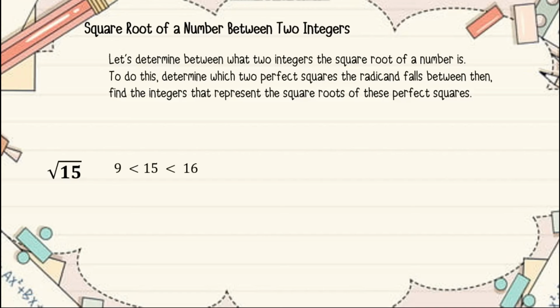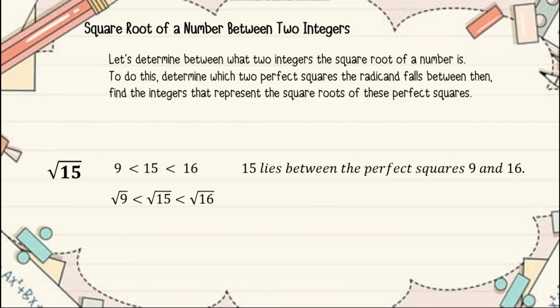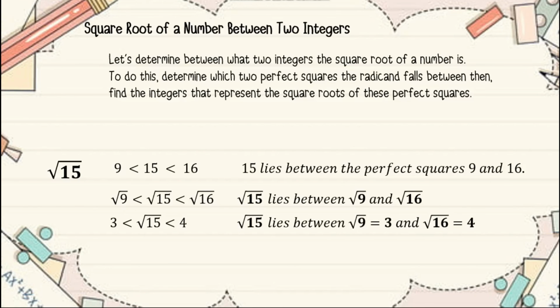So 15 is between the perfect squares 9 and 16. The square root of 9 is less than the square root of 15, and the square root of 15 is less than the square root of 16. So the square root of 15 lies between the square root of 9, which is 3, and the square root of 16, which is 4. Therefore, the square root of 15 lies between 3 and 4.